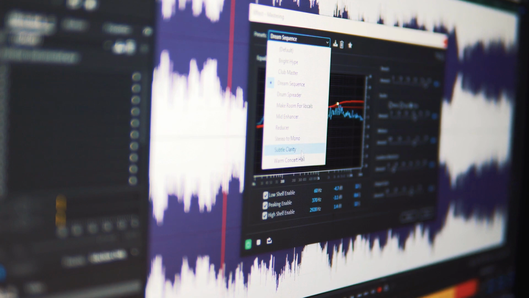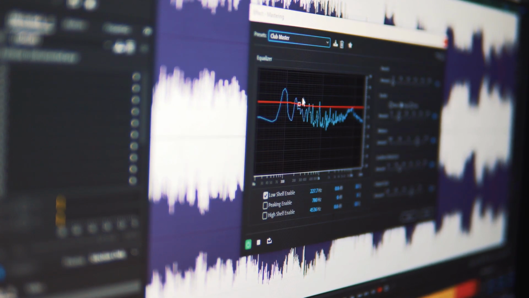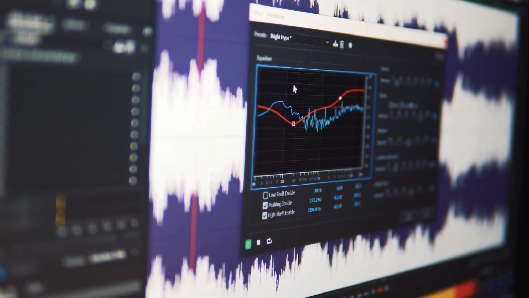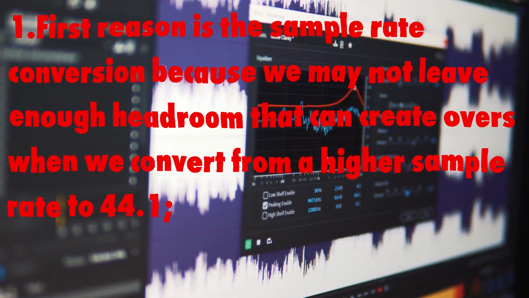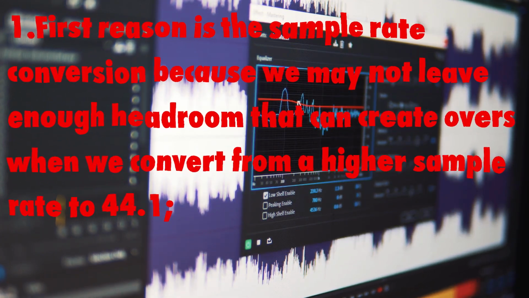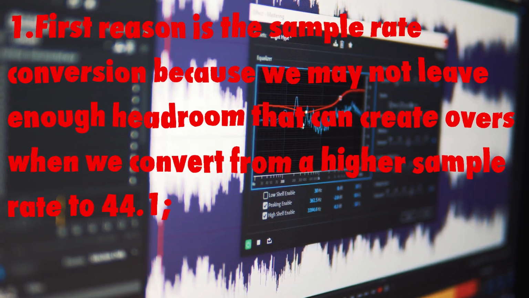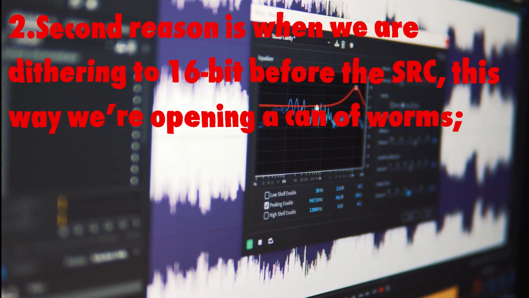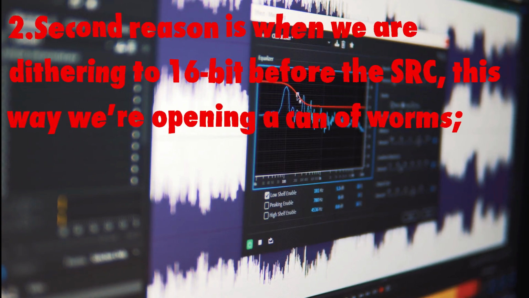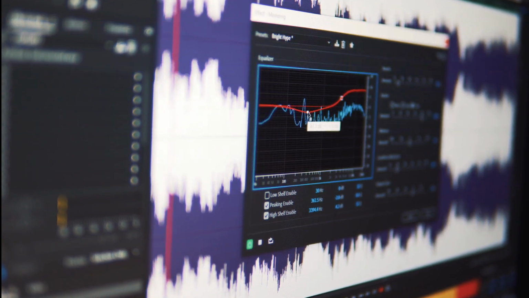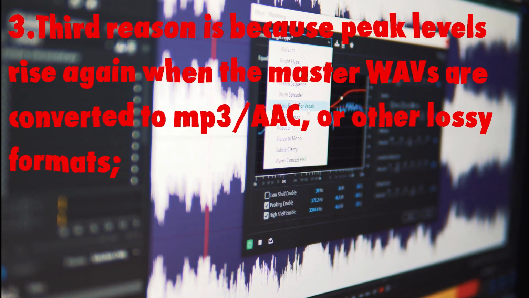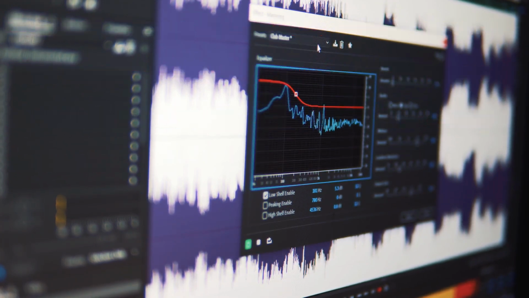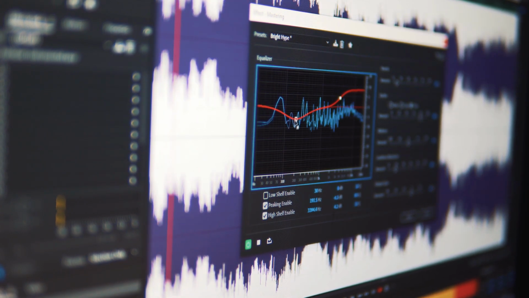So you have to remember that there are several reasons why we may have overs, even if we set the limiter output level from minus 0.1 to minus 0.5 dB. The first reason is the sample rate conversion, because if we don't leave enough headroom, it can create overs when we convert from a higher sample rate to 44.1. The second reason is when we're dithering to 16-bit before the sample rate conversion. This way we're opening a can of worms. The third reason is that peak levels rise again when the master wavs are converted to MP3 or AAC or other lossy formats. Now let me show you guys what tools I use to properly control these overshoots.